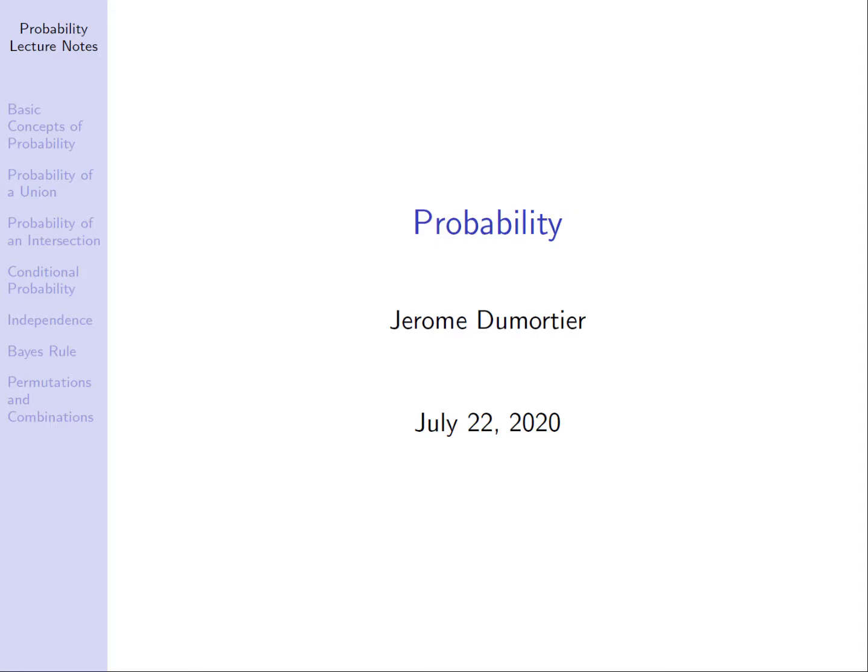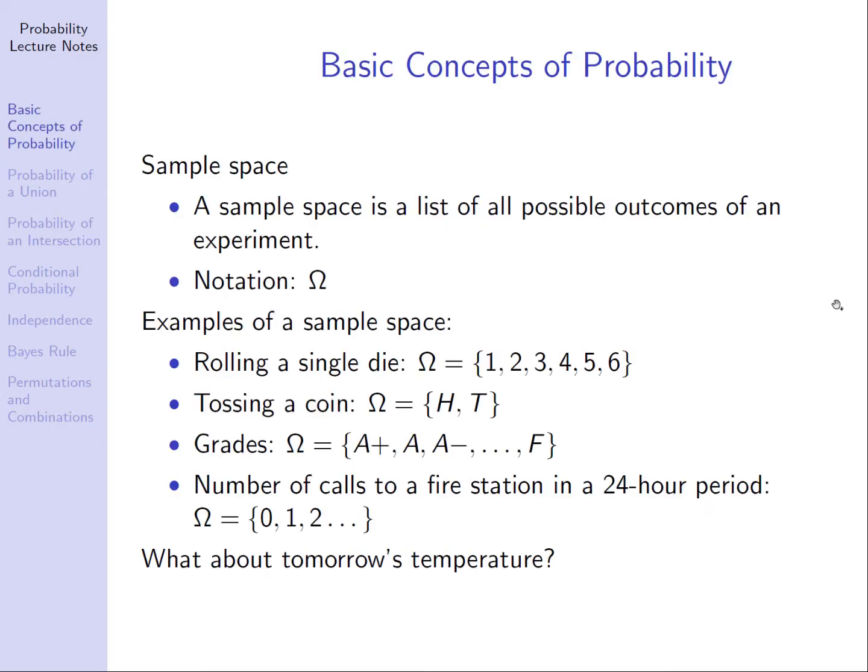This lecture will introduce some concepts of probability. Probability assigns a number between 0 and 1 to a given event. The number represents the likelihood of this event occurring. To assign a probability to an event, we need to conduct an experiment, which is a procedure to obtain outcomes, that is, the results of an experiment.